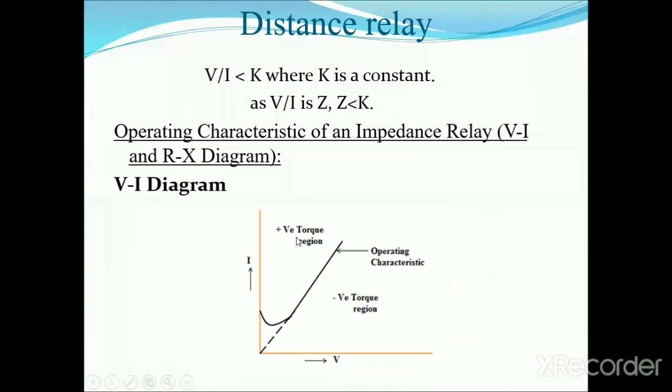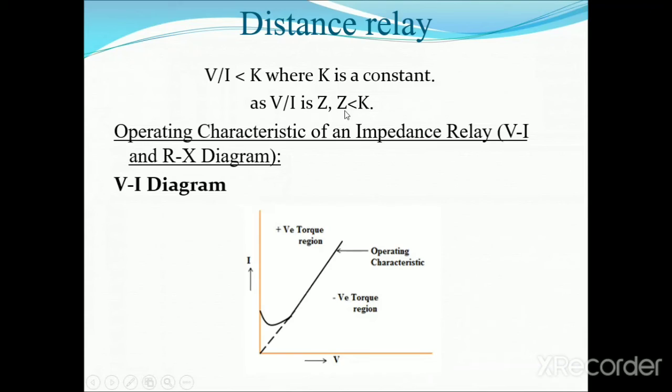In that we have the positive torque region and the negative torque region. The positive torque region is developed due to the current winding. The negative torque region is developed due to the voltage winding.